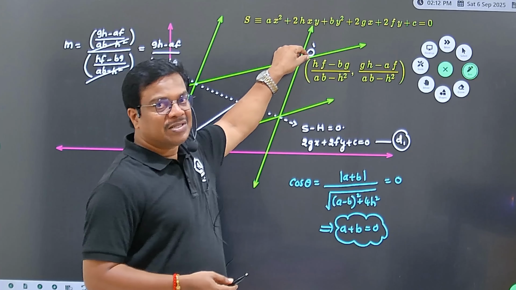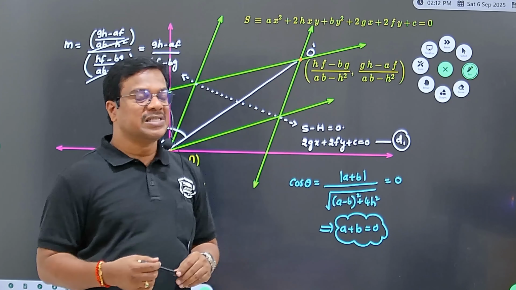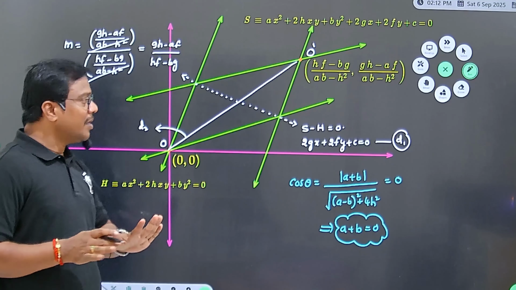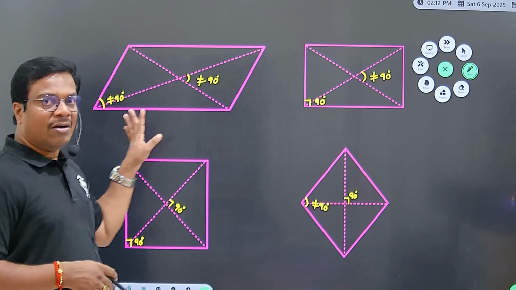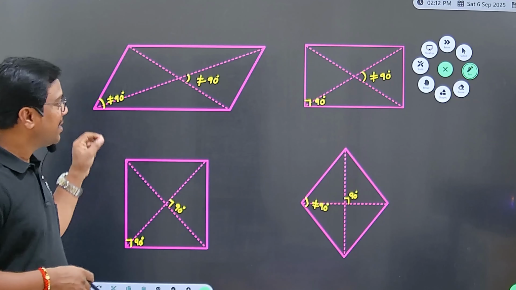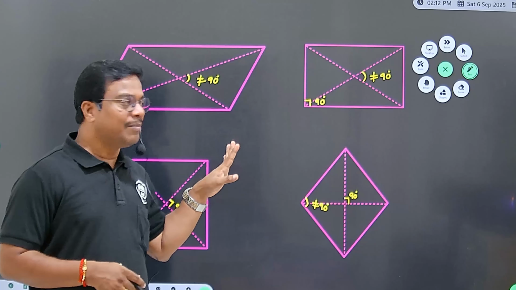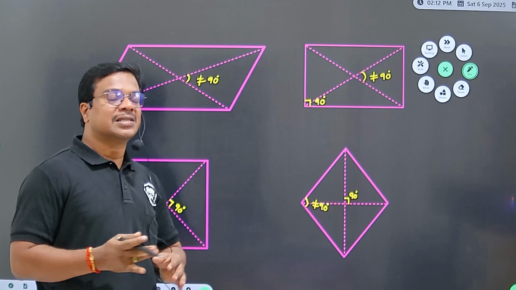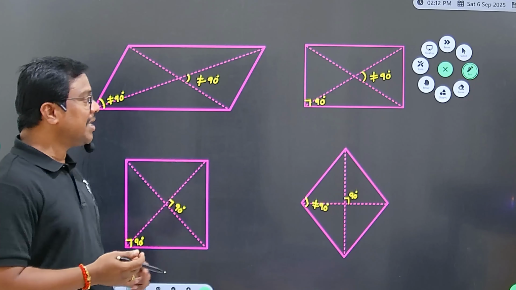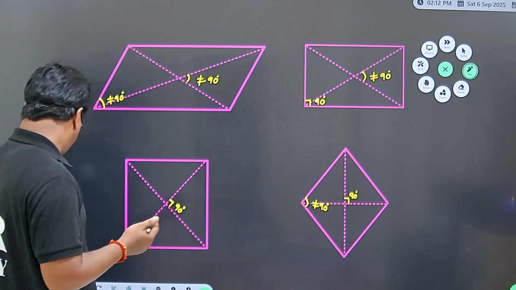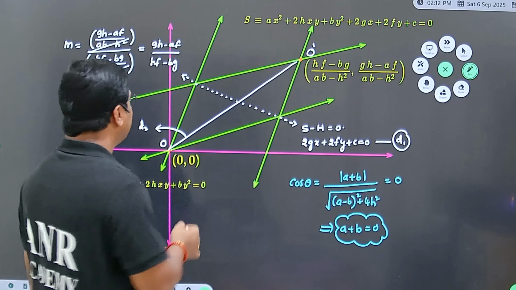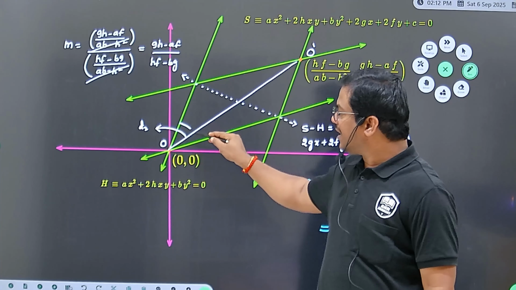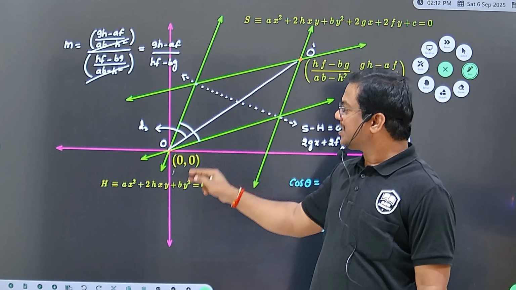So that is not passing through the origin, and their intersection is (hf minus bg)/(ab minus h square), (gh minus af)/(ab minus h square). And here, observing all the figures, we decide whether the given figure is a square, rectangle, or rhombus depending upon the angle between adjacent sides and the angle between diagonals. Let us discuss what is the angle between adjacent sides and what is the angle between diagonals.